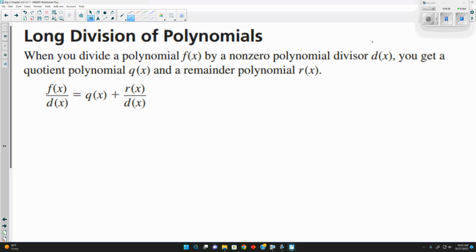When you divide a polynomial f of x by a non-zero polynomial divisor d of x, you get a quotient here. So this here is essentially the whole number, the number that we had for the last one, plus the remainder.